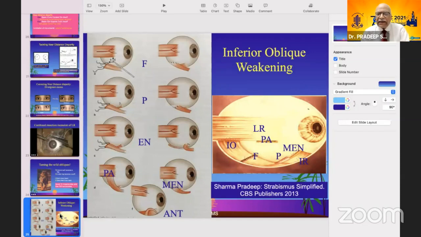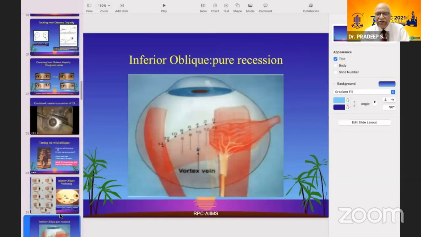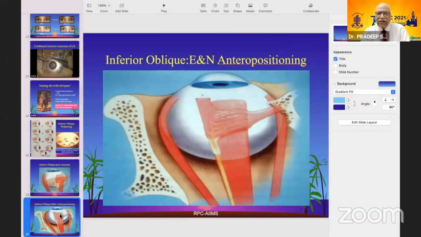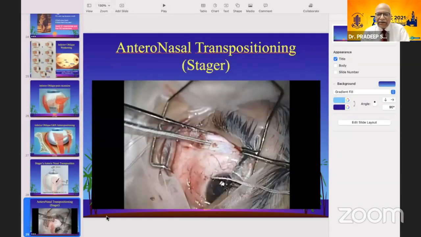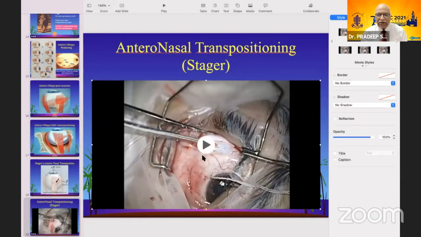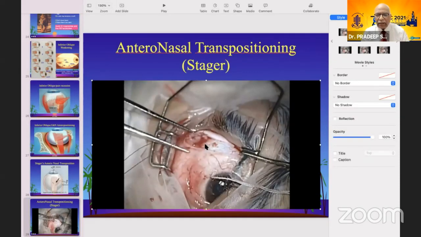For the inferior obliques, I think nicely covered by Dr. Murli. I wouldn't like to go into any more details. Just to tell you about the anterior nasal transposition as was being asked. Now, this is a small video on the anterior nasal transpositioning.